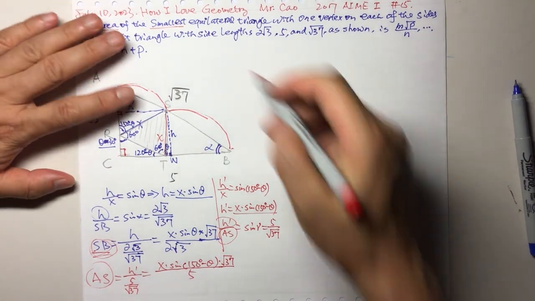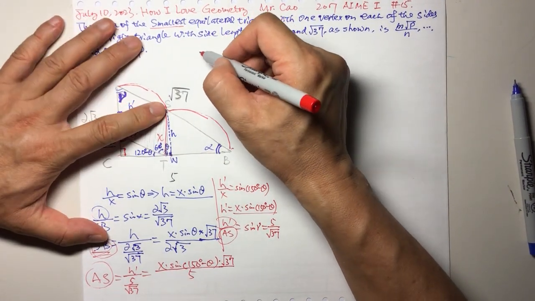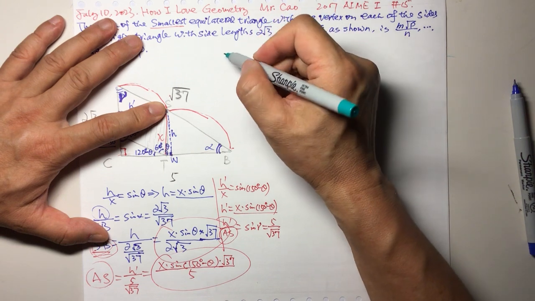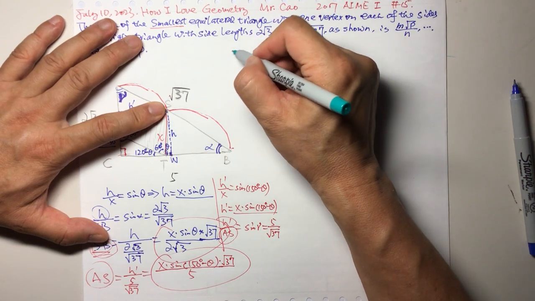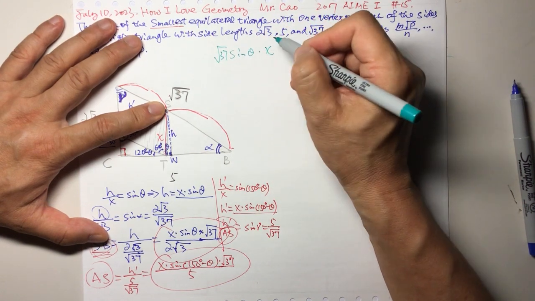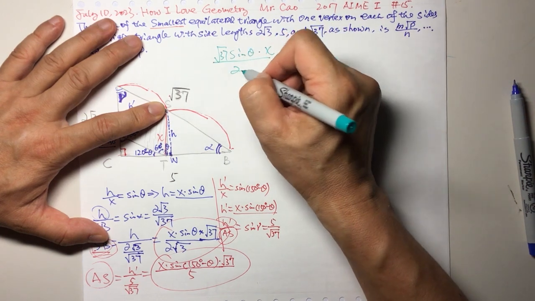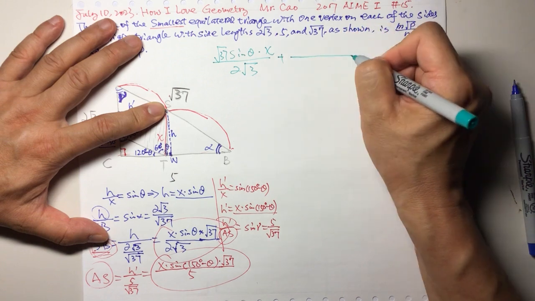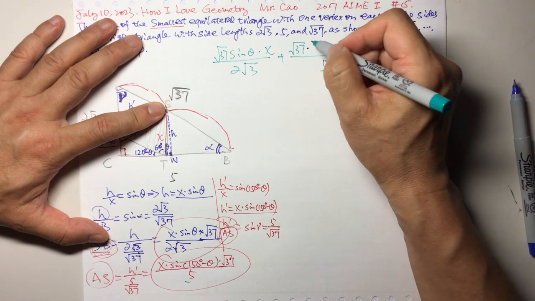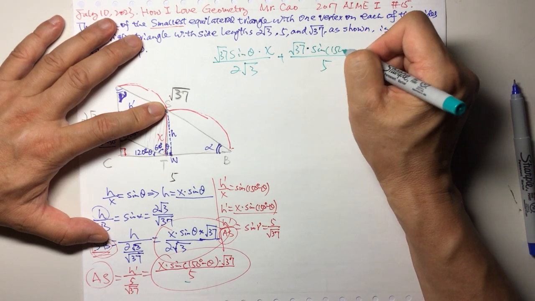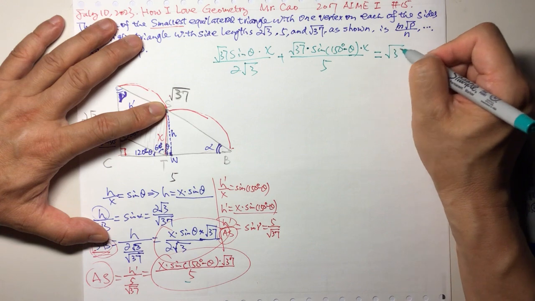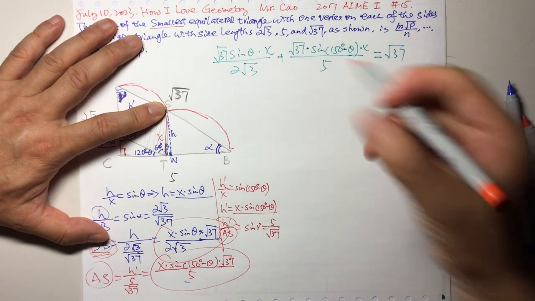Now we build the equation. So we got which one? This one plus this one, right? Equals square root of 37. So we can write it this way: sine theta times square root of 37 times x over 2 times square root of 3, plus, now this is 5, and also square root of 37 times sine of 150 degrees minus theta, times x, equals square root of 37. So we know how to simplify this one.